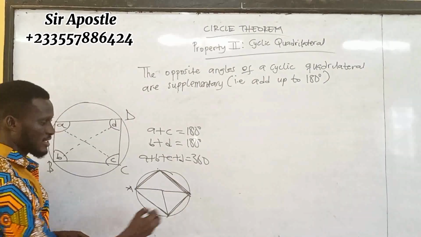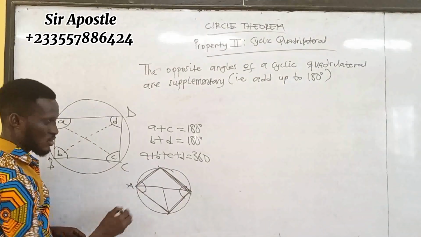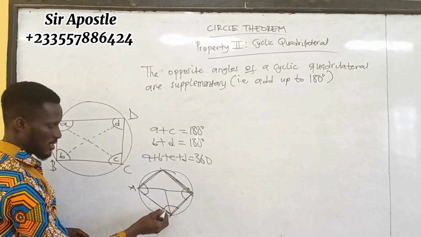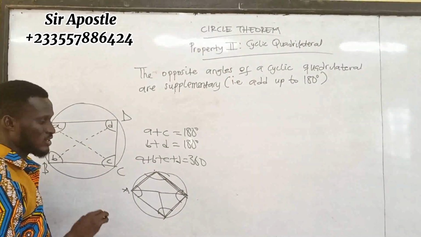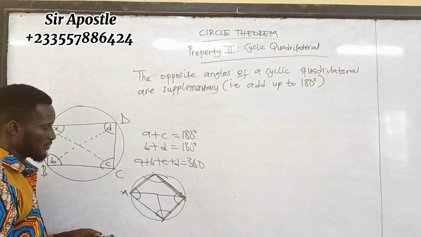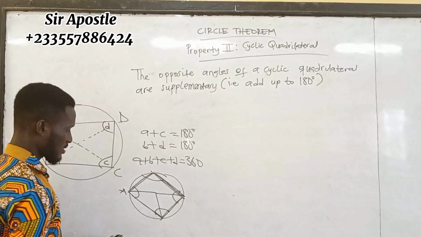You have to be able to identify them in a circle. So this angle and this angle are supposed to add up to 180 degrees. This angle and this angle are supposed to add up to 180 degrees. This is the quadrilateral we are talking about.